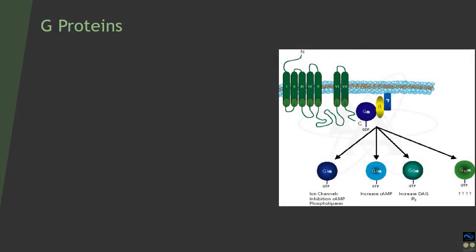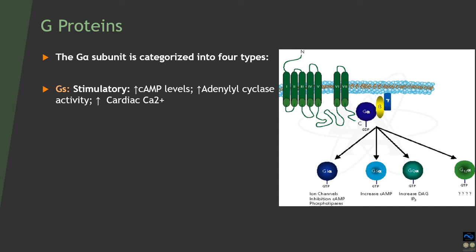Furthermore, as G alpha is now the mediator of the information downstream in the cell, depending upon the type of G alpha, we have different kinds of signaling, and hence we can divide the G alpha subunit into four different categories. One is the stimulatory type, which is referred to as Gs, where G alpha leads to increased activity and expression of adenylyl cyclase, increased quantities of the second messenger cyclic AMP, as well as increased cardiac calcium.